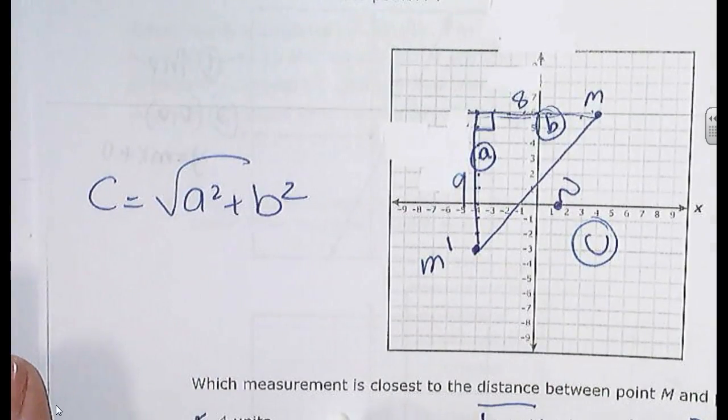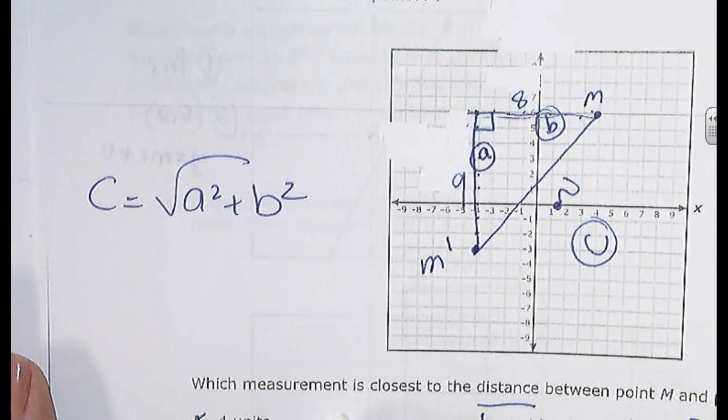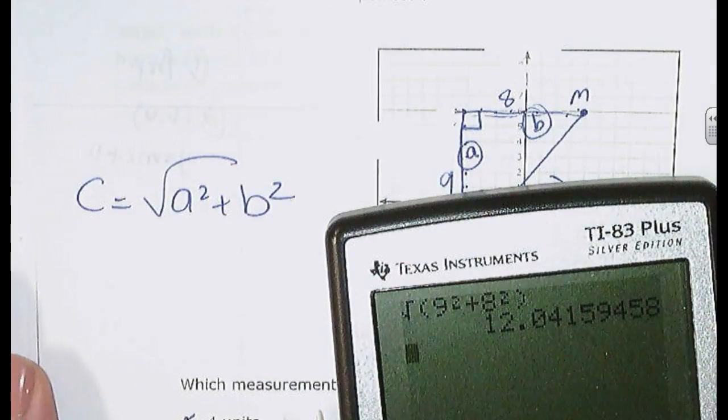Over here to the side, you'll see my formula. So C equals A squared plus B squared, and that's a square root of all of that. Let's look at what I did on the calculator. There's my calculator. I got 12.04 if I round, and I'm taking the answer D.